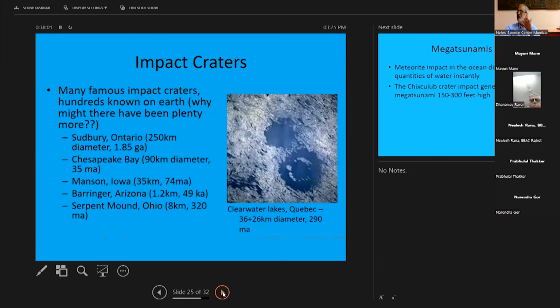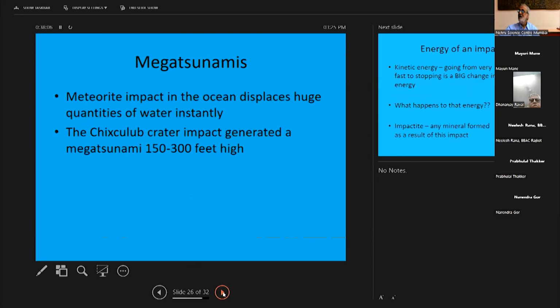Now, these are other craters in different parts of the world and tsunamis. You heard more about tsunamis from Mandari sir. Now, what one saw in South India was a small version of tsunami. This is a mega version of tsunami.